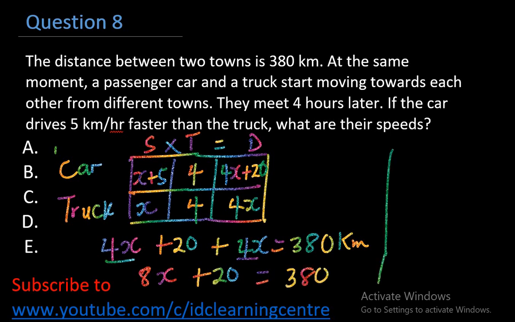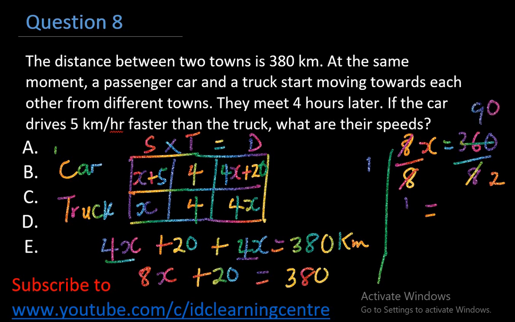If you collect like terms, 8x, move 20 to the other side, will give me 380 minus 20, which is 360. To get the value of x, divide both sides by 8. 360 divided by 8. Okay, let me break it down. Let's go by 4 first. 8 divided by 4 is 2. 360 divided by 4 is 90. 90 divided by 2 is 45.